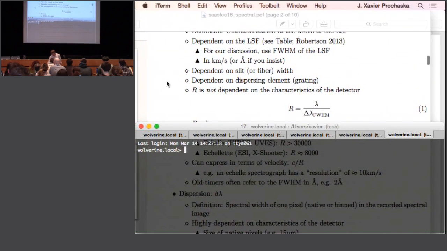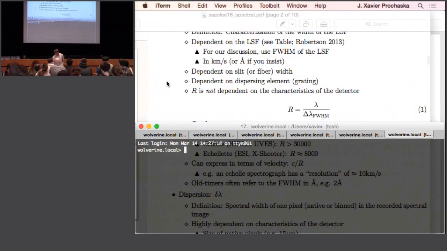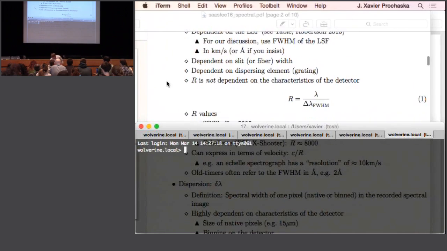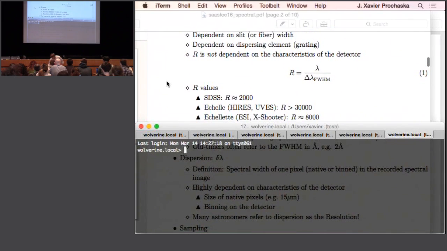I think a proper definition of resolution, at least in the case of a Gaussian line spread function, is the following. It's just the ratio of the wavelength that you are observing at over the spread of that line, the full width at half max of that line at that wavelength, lambda over delta lambda. For some numbers, some common spectrometers: the SDSS fiber-fed spectrometer has a resolution, this R value, of around 2,000.